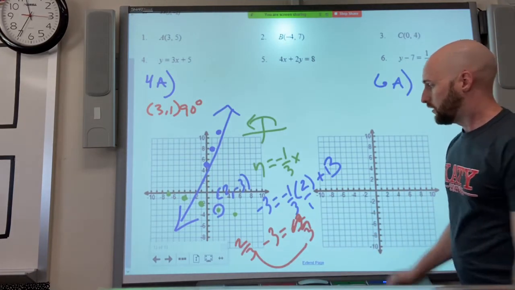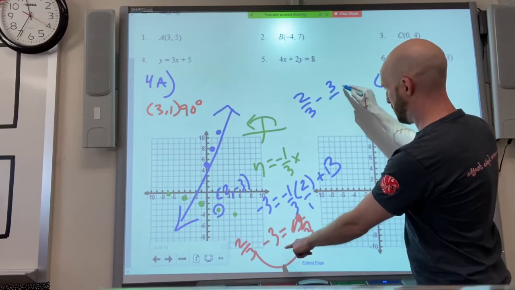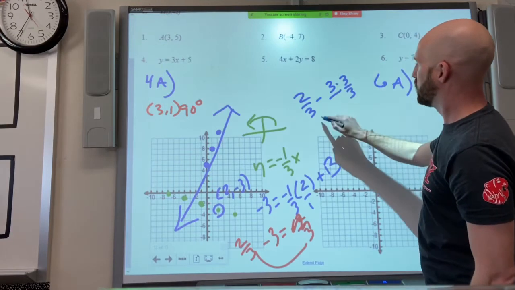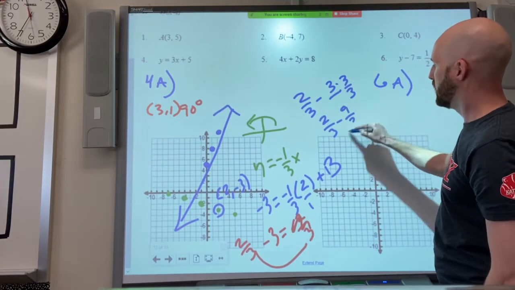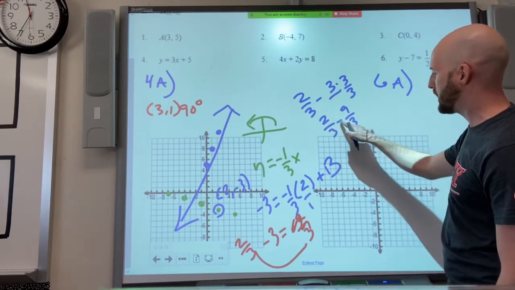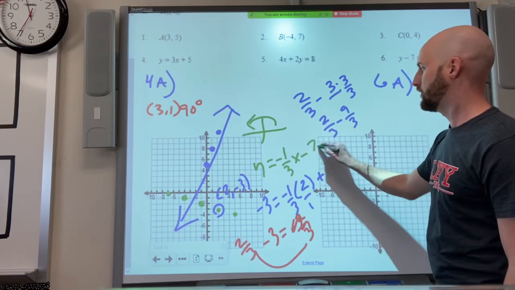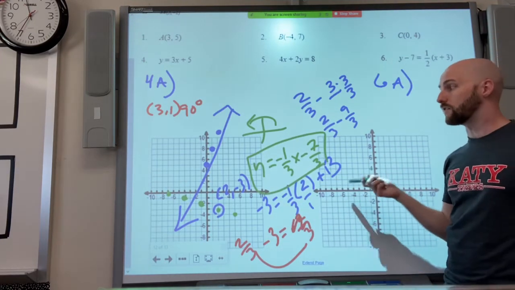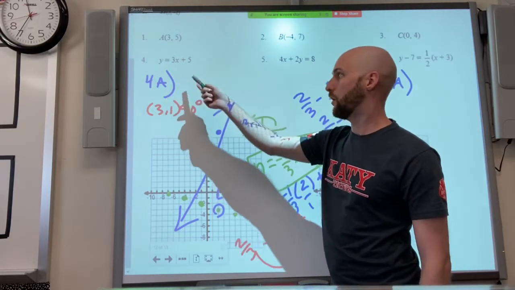Need a common denominator, so this 2/3 minus 3, I need to multiply by 3 over 3. And this is 2/3 minus 9/3, which gives me -7/3. Okay, so that is the correct answer if you're following along for your homework, number 4, part A.